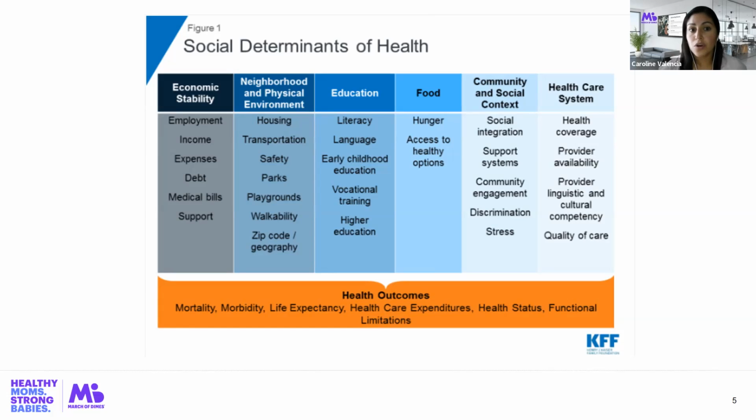Looking at food. Hunger and access to healthy options are two different things. A family is first going to focus on, can I feed my family? I'm not even thinking about what types of foods I'm feeding them. I just want to make sure they're fed.